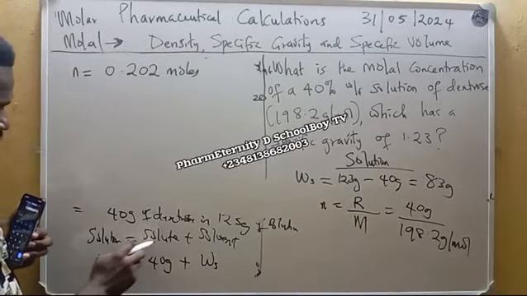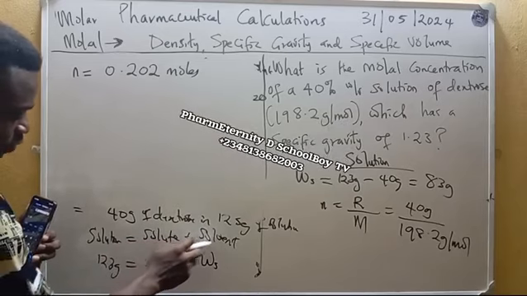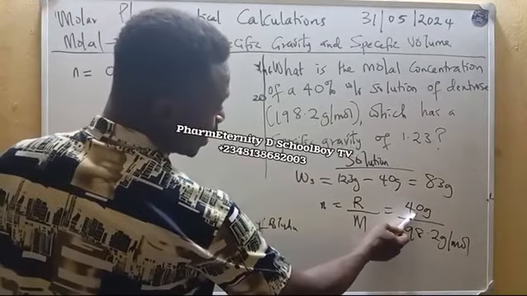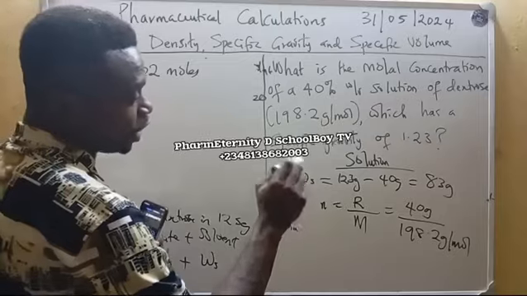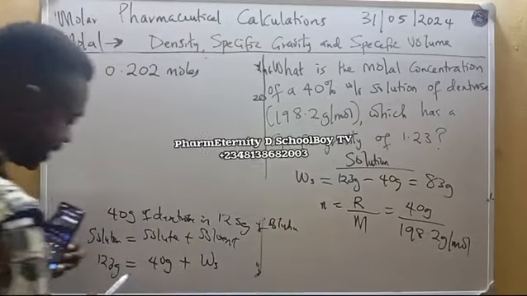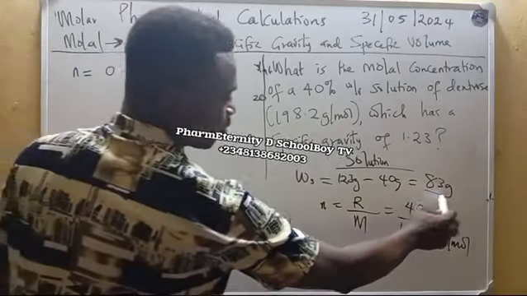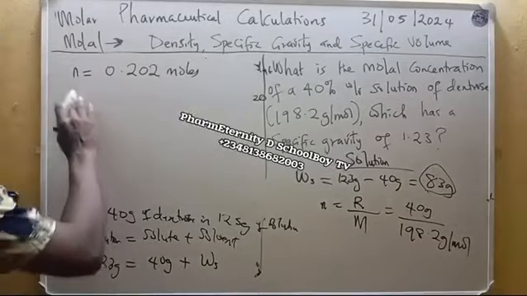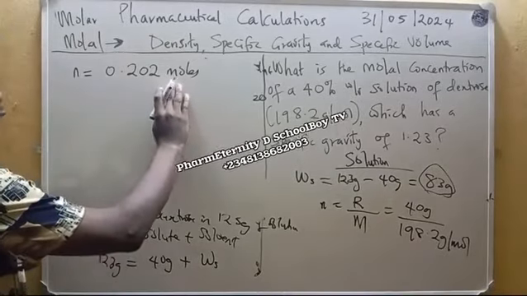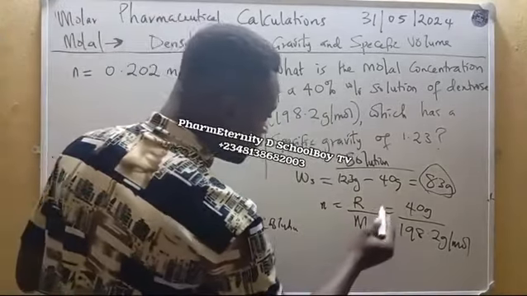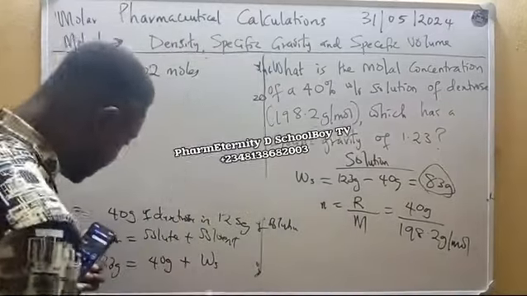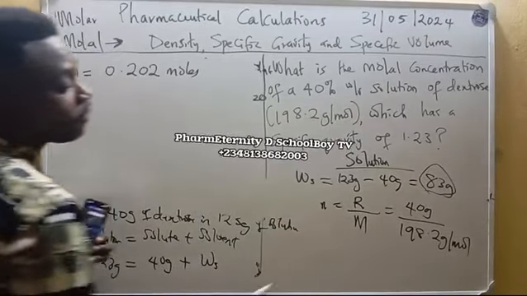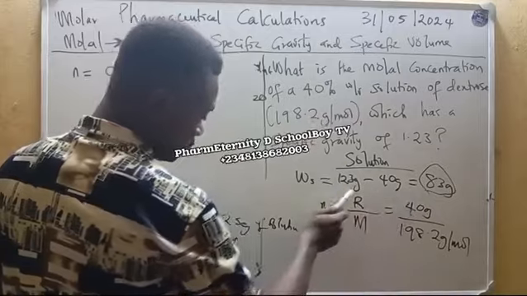Remember, a solution was formed by solute dissolving in solvent. So this solution was formed by dissolving 40 grams of dextrose in 83 grams of water to form this solution. This is the number of moles. Let me repeat what I said: this solution was formed by dissolving 40 grams.